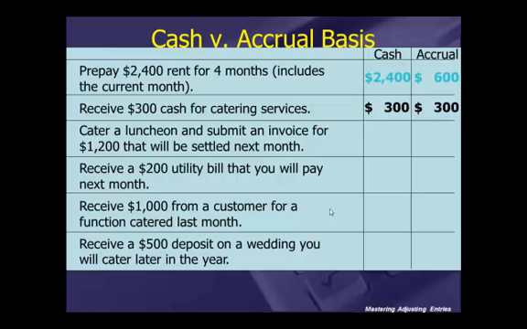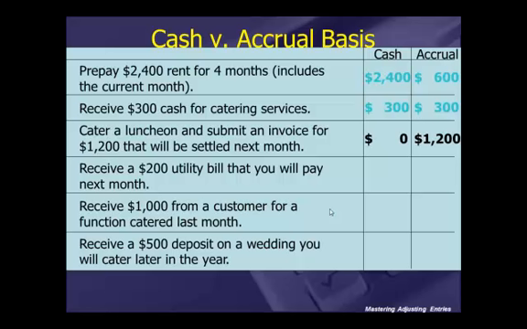Cater a lunch and submit an invoice for $1,200 that will be settled next month. Well, cash basis, there's no cash that's changed hands, so there's zero. Under accrual-based accounting, we've catered the luncheon, so therefore we've earned the $1,200. We will record revenue of $1,200, even though cash won't be forthcoming until the next month.